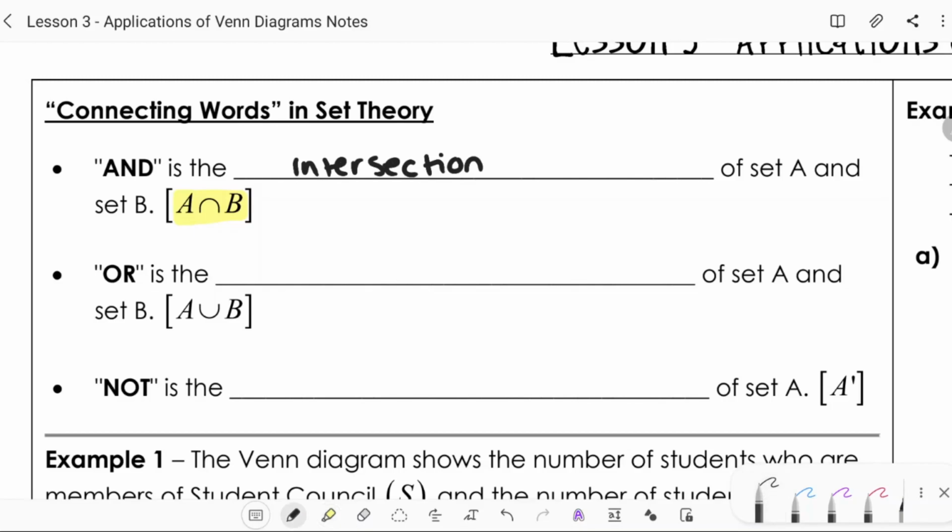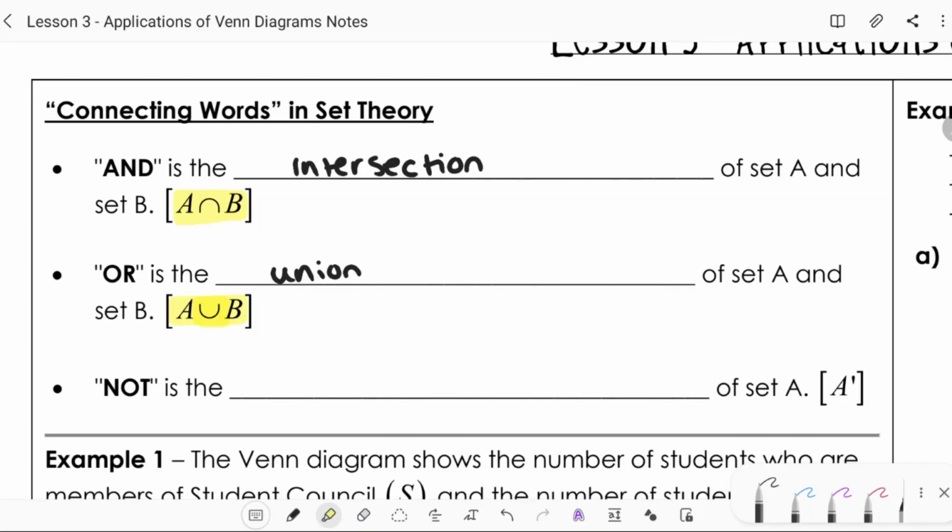When I'm talking about something being or, if I'm seeing the word or in a description at all, that means it can be in set A or set B or in both. And remember, that's what we called the union of set A and B, and was that U sort of shape.